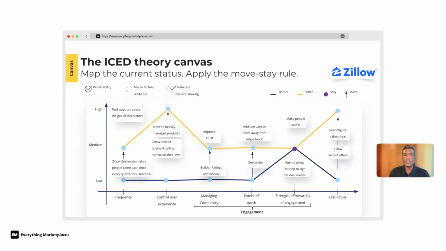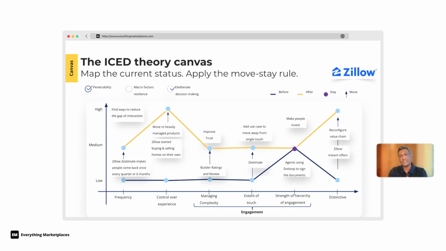This tool could also be used as a way to assess how your competition is configured as against you, or where you are right now and where you would want to be. And so we detail this out in much more detail: where you want to dial up, how you want to dial up, what the issues are, and what strategy you want to employ to do that. Example, in the case of Zillow, they want to find ways to reduce the gap of interaction, introducing Zillow's estimate to pull it from a low frequency to a medium frequency. So that's one example of how they dial up the frequency.